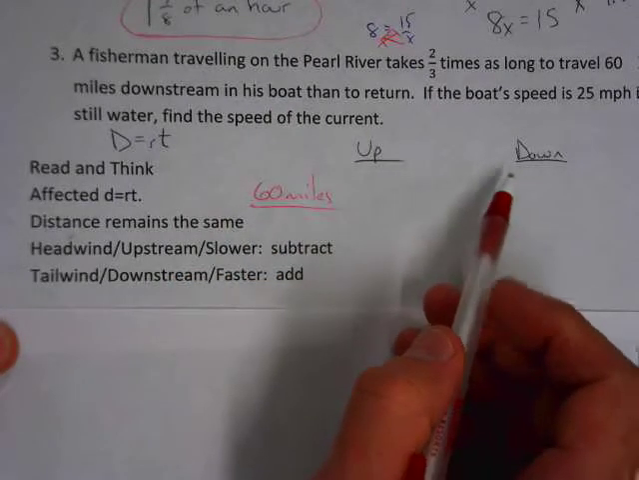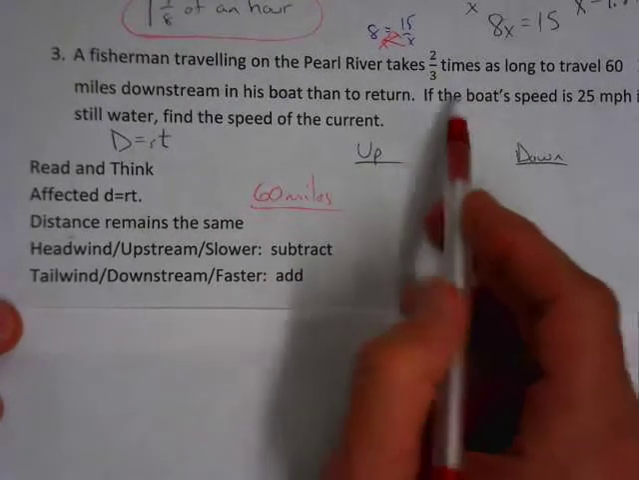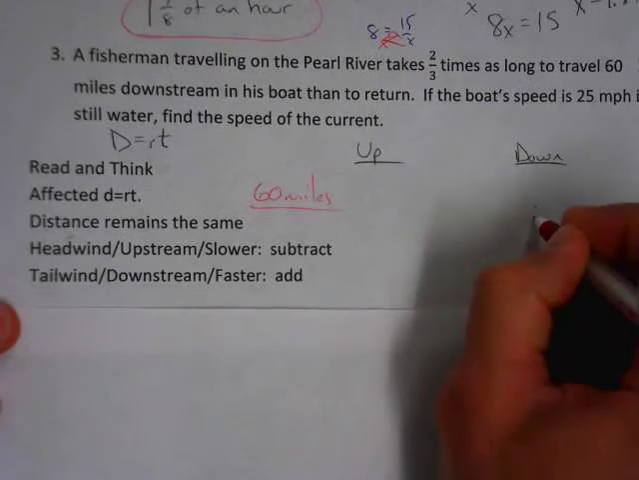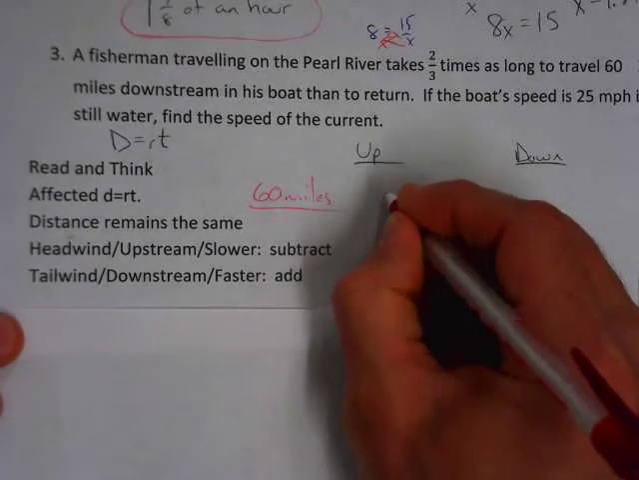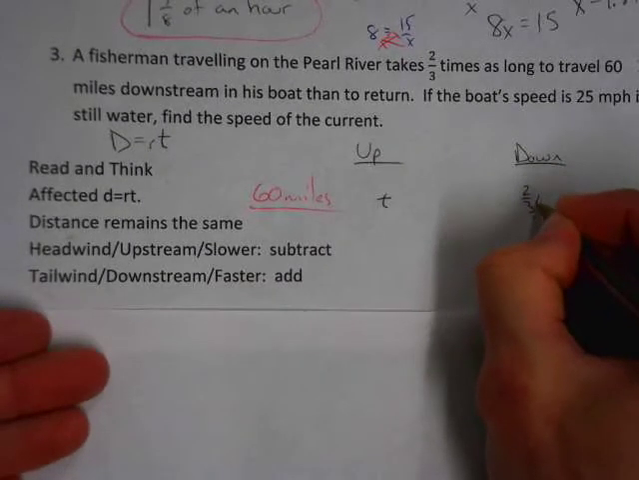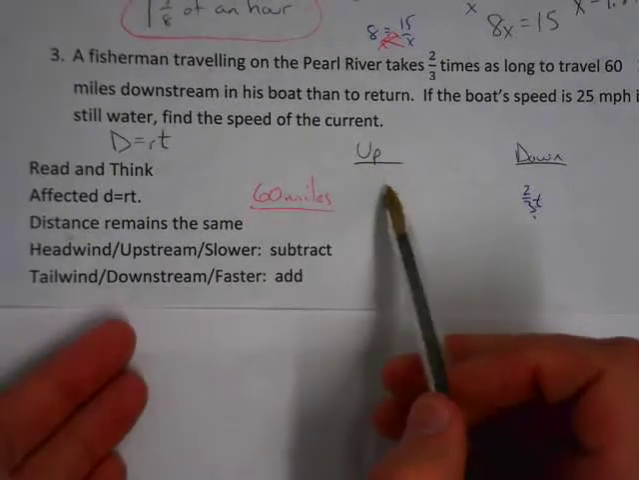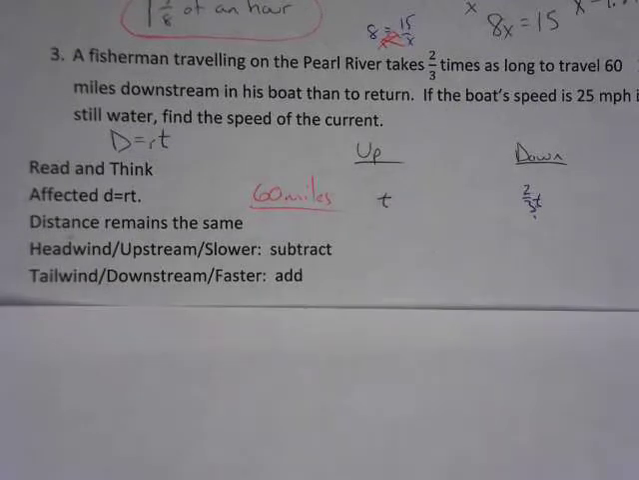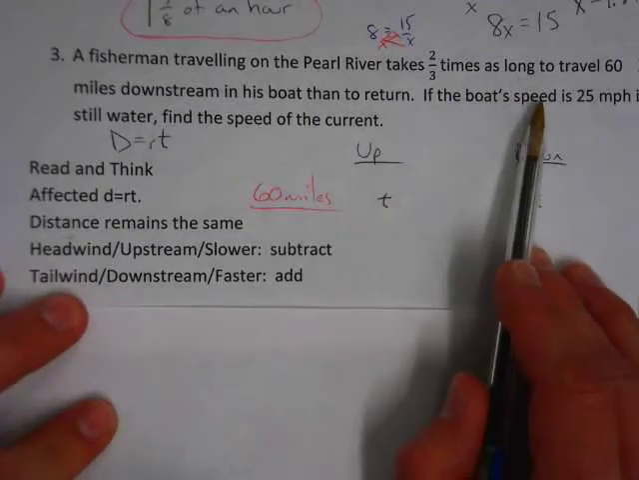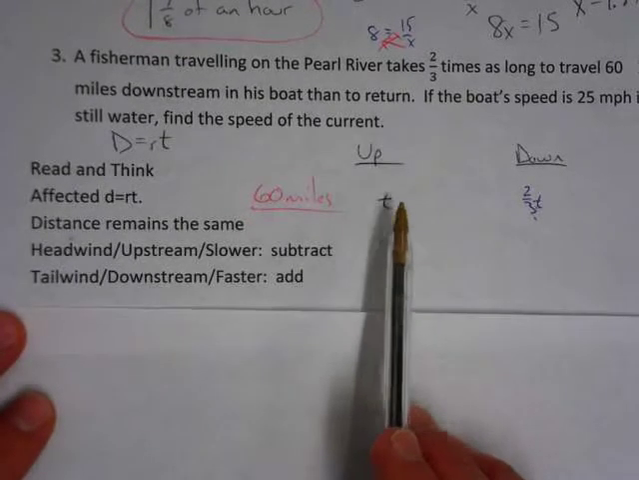Doesn't that mean it's faster to go downstream because it takes less time to go downstream? Yes. Okay, so it's 2/3 time to go downstream. True. So no matter what the time is for upstream, the time downstream is going to be 2/3 that amount of time. Okay, this is what we're reading. We're reading and thinking. The time upstream, whatever it is, it's going to be 2/3 that to go downstream. Now, if the boat's speed is 25 miles an hour in still water, okay, so all sitting by itself in still water, the boat's 25 miles an hour. How fast will that boat go upstream?